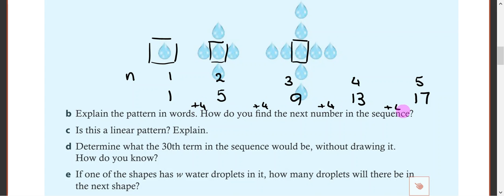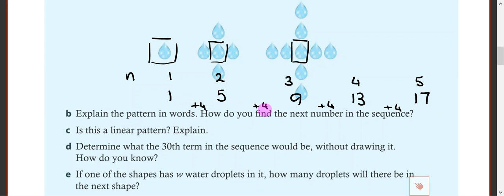Now, if it was a pattern that was times 4, times 4, times 4, is that a linear pattern? It's the difference between the two numbers that matters. If you multiply by the same number, it is still a sequence, but it's called an exponential sequence. Because if I times by 4, then times by 4 again, it's 4 to the power of 2, 4 to the power of 3, and it becomes 4 to the power of n, which is an exponential one. It is only linear if we add or subtract.